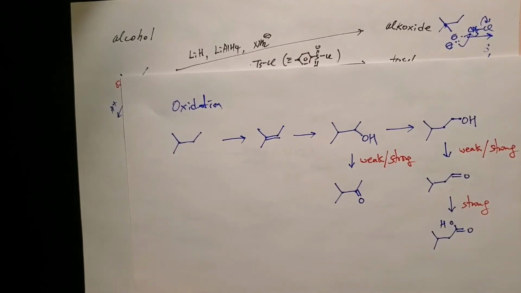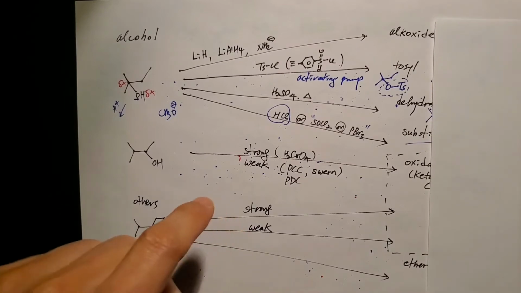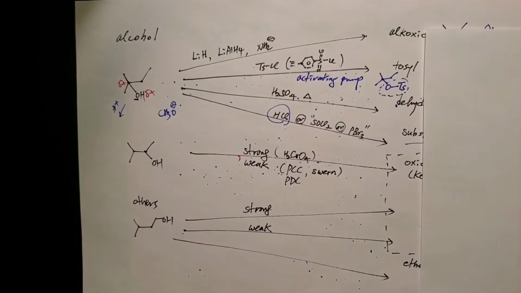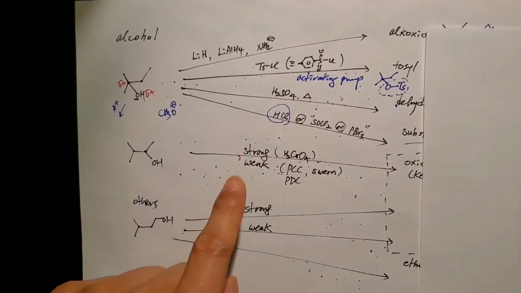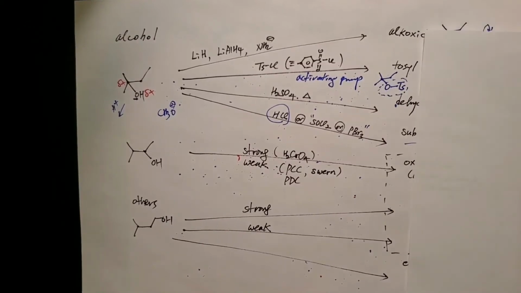So if I change the paper, here are some examples of strong and weak ones. The strong one, the chromic acid is representative, and the weak one, you can say PCC and PDC. Those are also chromic acid form, but in a weak form. And the Swern oxidation is using DMSO, a sulfur compound, as the oxidant.